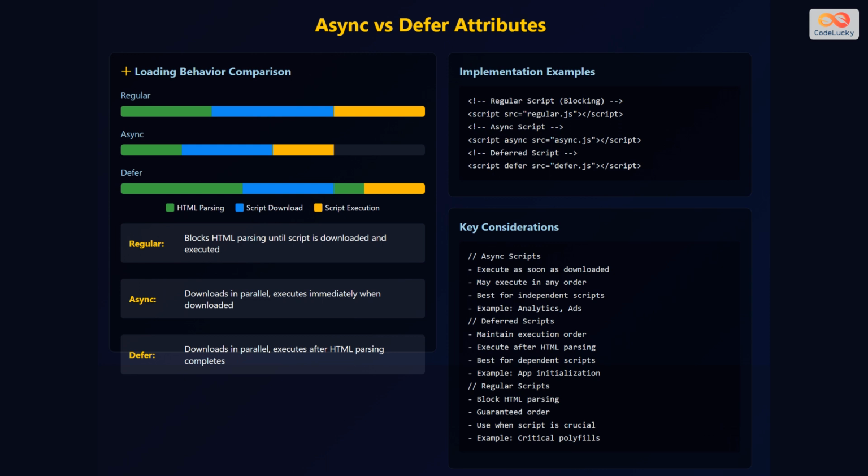Use async for independent scripts like analytics or ads. Use defer for scripts that need to execute after the HTML is fully loaded or need to maintain order, like app initialization scripts. And regular scripts should be used for critical polyfills that are needed before the page renders.